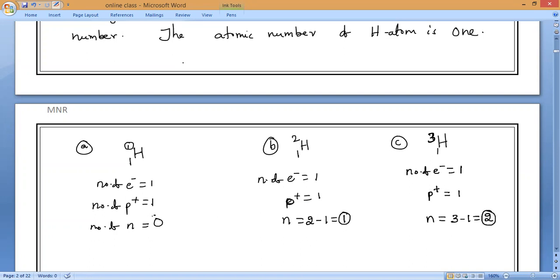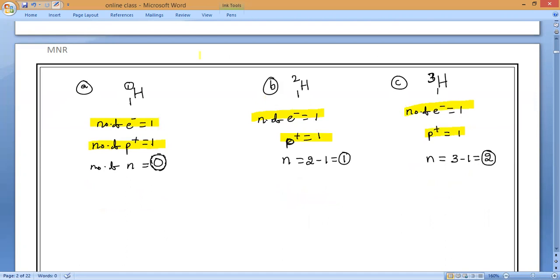So in isotopes, who is not constant? Number of neutrons are not constant. But who is always constant? Electrons and protons are always constant. So if you have been clear with one example, then everything you can do very well. Now, I'll draw structures also.